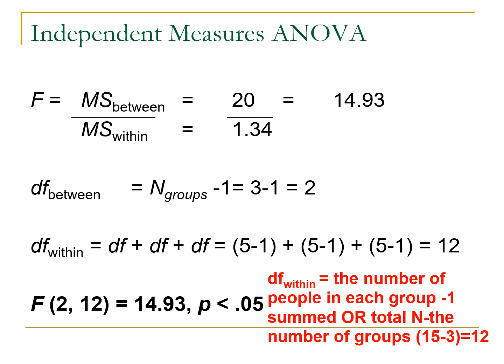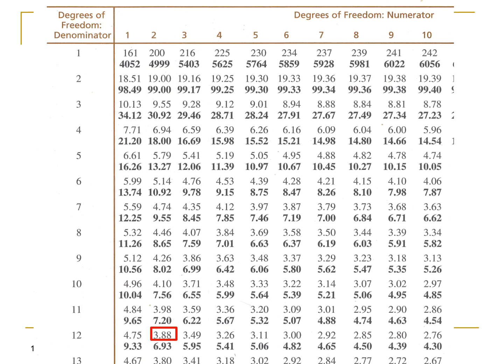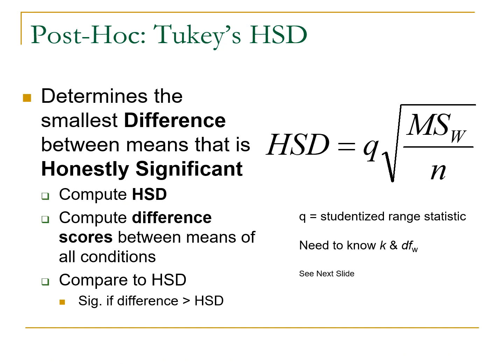So again, our degrees of freedom between are the number of groups minus 1, so 2. And within, it's the total number of people: we've got 5 in each group, minus 1, minus 1, minus 1, or total number of participants, 15, minus the number of groups, 3. Either way, it comes up with 12. So we have an F(2, 12) of 14.93. We check that on our chart, see that we need a 3.88, and we now know we have statistical significance of at least 0.05.